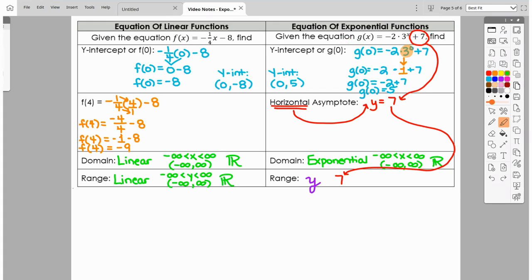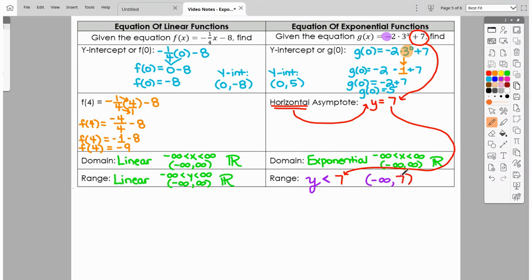It is g of x equaling -2 times 3 to the power of x plus 7. And that negative right away tells me that I have a flip over my x-axis, which means my graph's actually going to go down below my 7 here. So that's why it's going to be y being less than 7. As a reminder, we can also write it as -infinity comma 7 in our parentheses here.